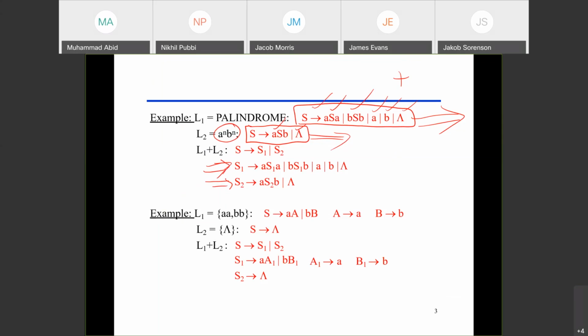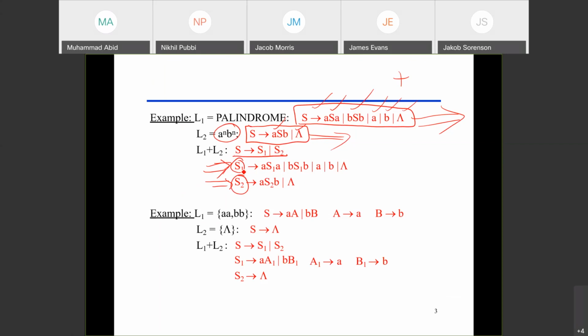And then we add a new production rule which was not there, and we are saying S can be replaced by S1, look at this one, and S can be replaced by S2. We add two production rules for a new S. This S is a new non-terminal we introduced, and S1, S2 are the existing non-terminals.